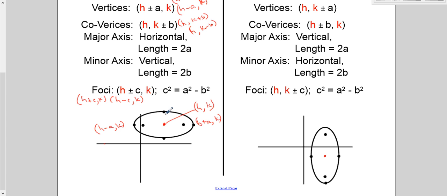For b, you're going to count up from your center, so that is why you have (h, k plus b). And counting down, you'll have (h, k minus b). And again, your foci, you're going to start from the center and go the same direction, the horizontal. And you're going to add c, so you have (h plus c, k). And you subtract, and you have (h minus c, k).